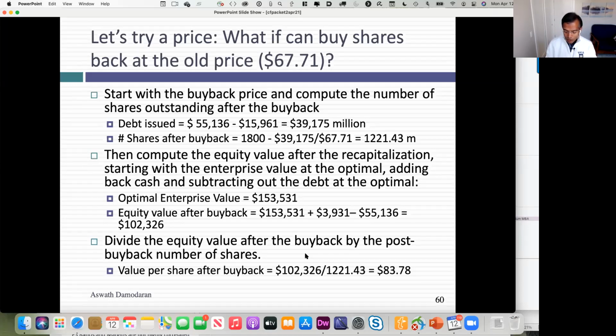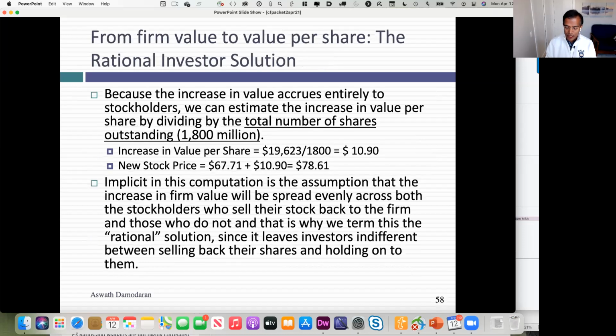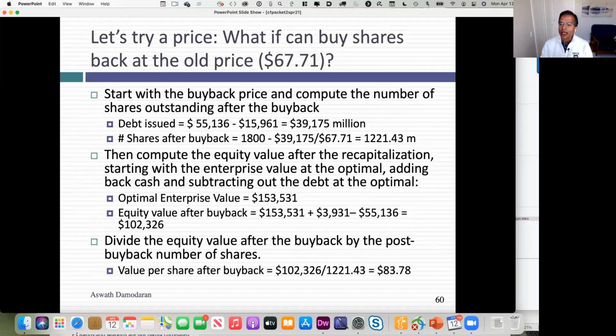You divide by 1.221 billion shares, the value per share you will end up with as a remaining shareholder will be $83.78. You remember what it was in the rational case? It was 78.61. By being able to buy the shares back at the old price, your increase in value will be greater because you're one of the remaining shareholders. So if you can buy the shares back at less than 78.61, you will get a disproportionately large share of the 19.6 billion and end up with a higher share price.